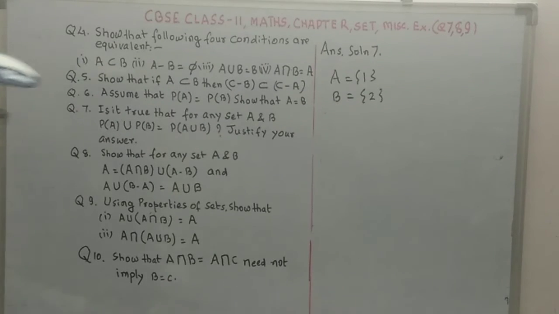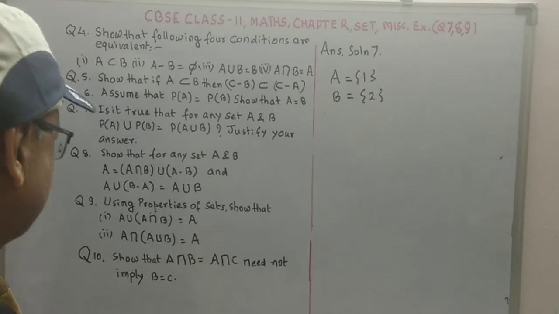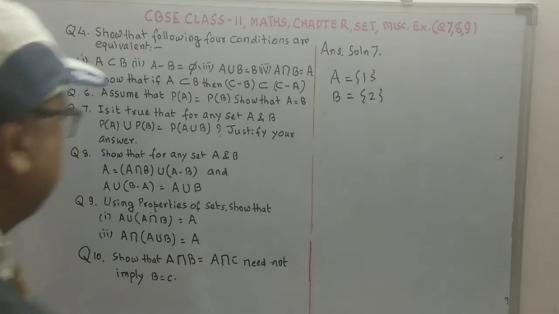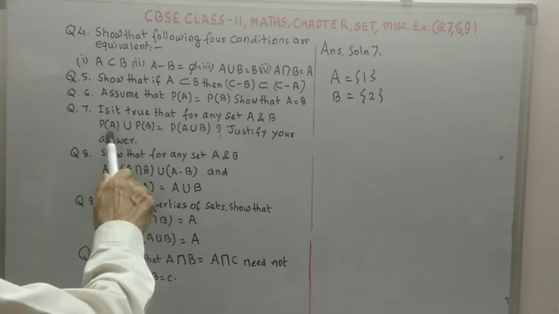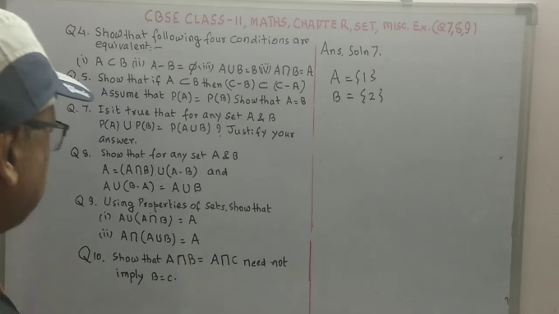Good morning. We will see question number 7, 8, 9 and if possible question number 10 also. Question number 7 says, is it true that for any set A and B, power set A union power set B is equal to power set A union B? Justify your answer. अभी वो ठीक है तो भी जस्टिफाई करना है, गलत है तो भी करना है.